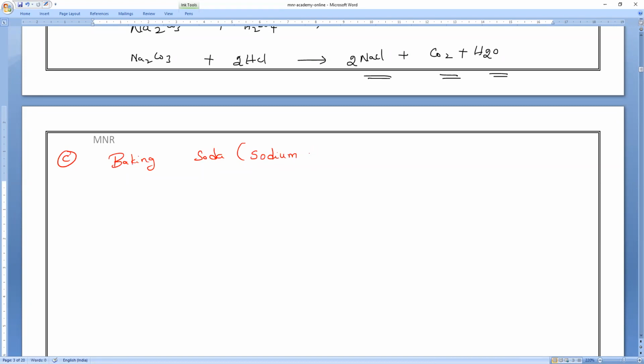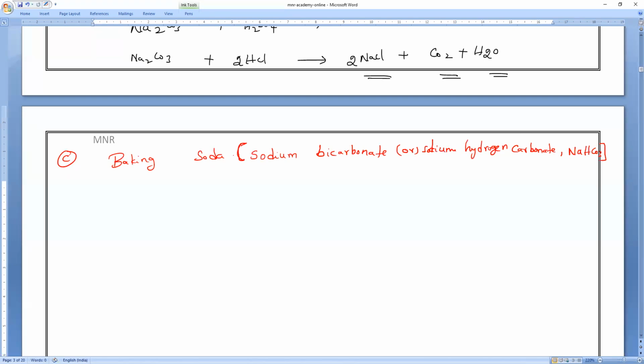Okay. So baking soda means, very simple, sodium bicarbonate. Or also we can call it as what? Everybody? Sodium hydrogen carbonate. What is the formula, everybody? Sodium hydrogen carbonate. NaHCO3.